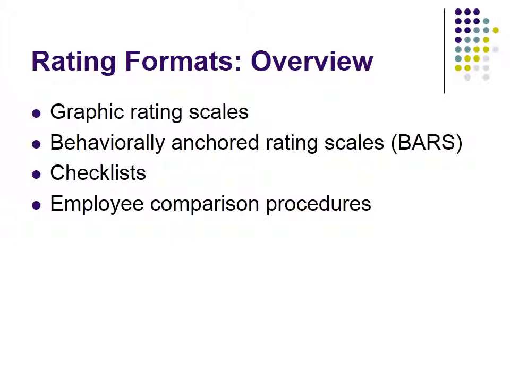Behaviorally anchored rating scales, often referred to as BARS, are a much more systematic and accurate way to get the same kind of information. Checklists are what they sound like. They're just a list of behaviors, both positive and negative, that the rater would basically check a box for each time that particular word or behavior describes the person under evaluation. And finally, we can also look at employee comparison procedures. These range from very informal to formal processes where there aren't numbers directly attached to performance. Instead, the performance of each employee is rank ordered from worst performer to top performer.